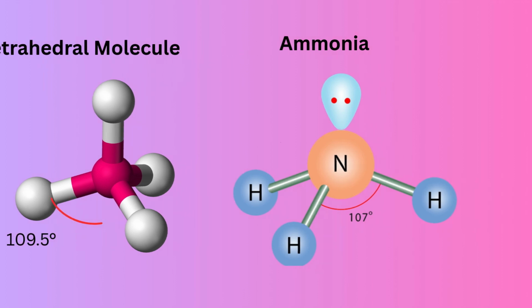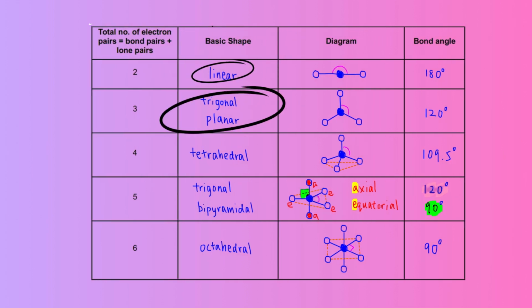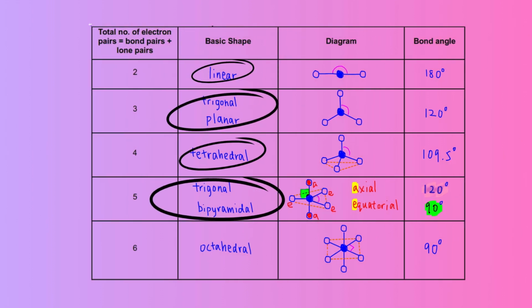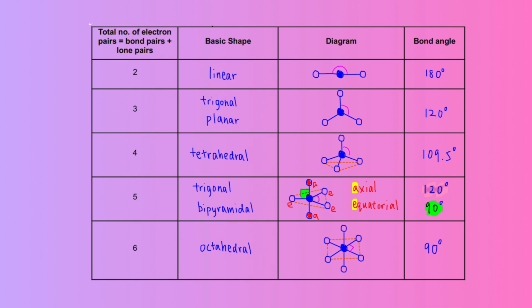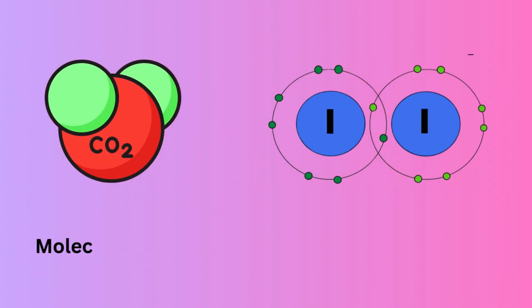So we see these common shapes like linear, trigonal planar, tetrahedral, trigonal bipyramidal, octahedral, and they all have specific bond angles. VSEPR is really helpful for visualizing those 3D shapes. It definitely is. And that 3D shape is really important for understanding molecular polarity, whether a molecule has a positive and negative end. Right, some molecules are polar, they have a plus side and a minus side. Others are nonpolar, their charge is evenly distributed.